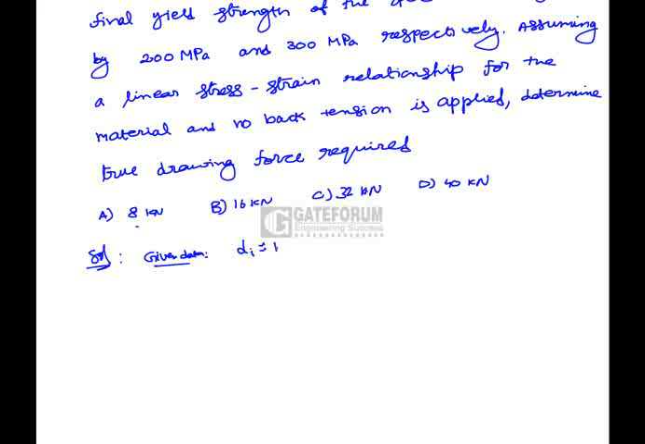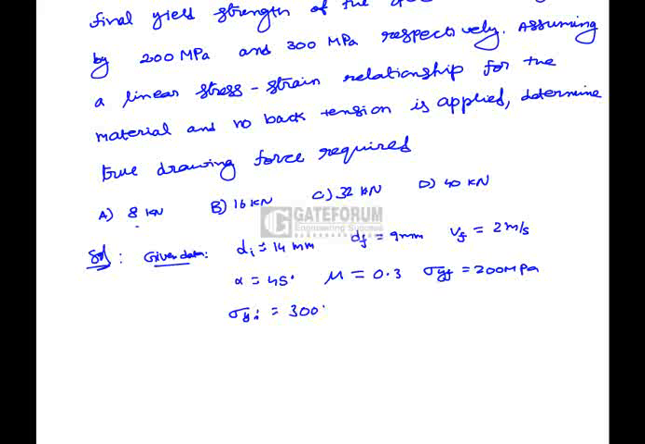Initial diameter is equal to 14 mm and final diameter is equal to 9 mm, and here the final velocity, that is velocity at the end of the process, is equal to 2 meter per second, and half cone angle is equal to 45 degrees, and coefficient of friction between the die interface is 0.3, and final yield strength and initial yield strength are 300 megapascal and 200 megapascal. Sorry, here initial is 200 and final is 300 megapascal.